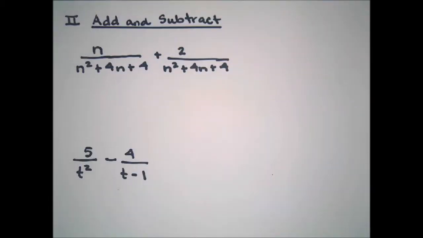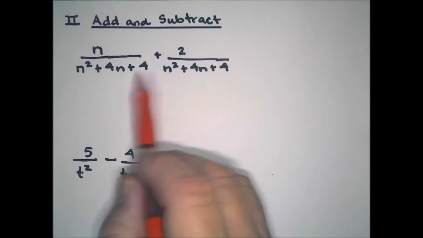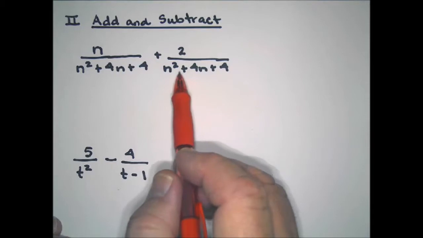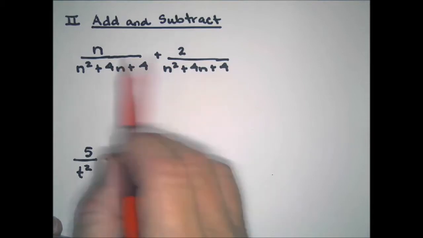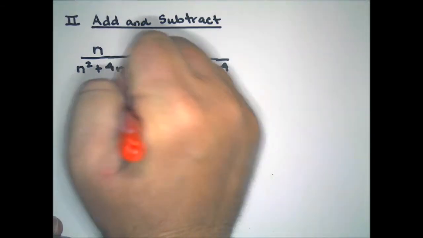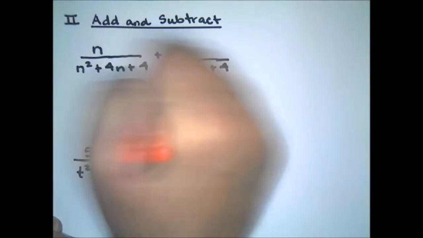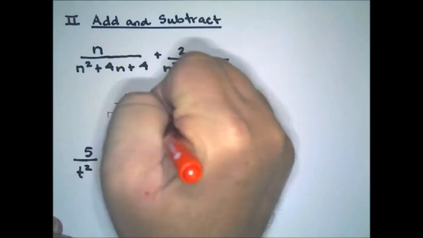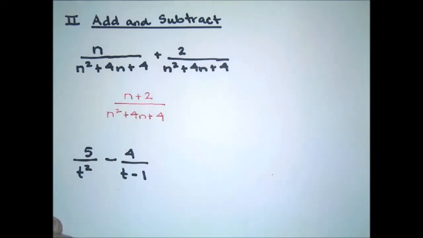Section 2 of the unit was addition and subtraction of rational expressions. Now this could get a little harder because when you add and subtract, you have to have common denominators. So we started the unit with, well, what if we do have common denominators already like this? Well, that's great, because all you have to do then is add the two numerators. So n plus 2 would be the new numerator, and n squared plus 4n plus 4 would be the denominator.